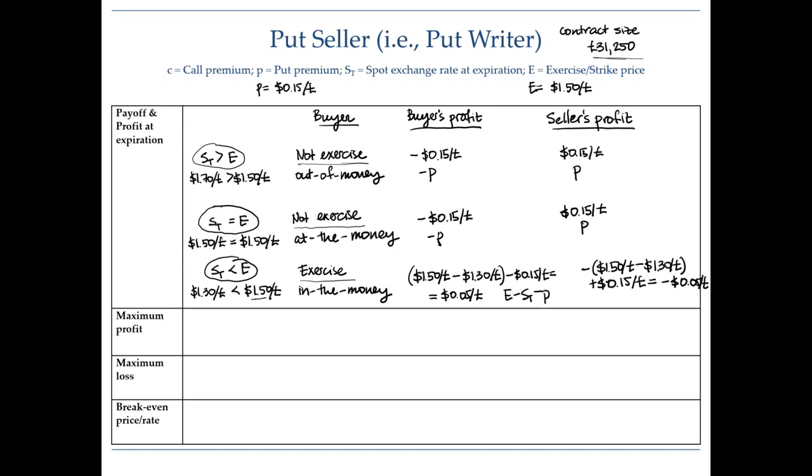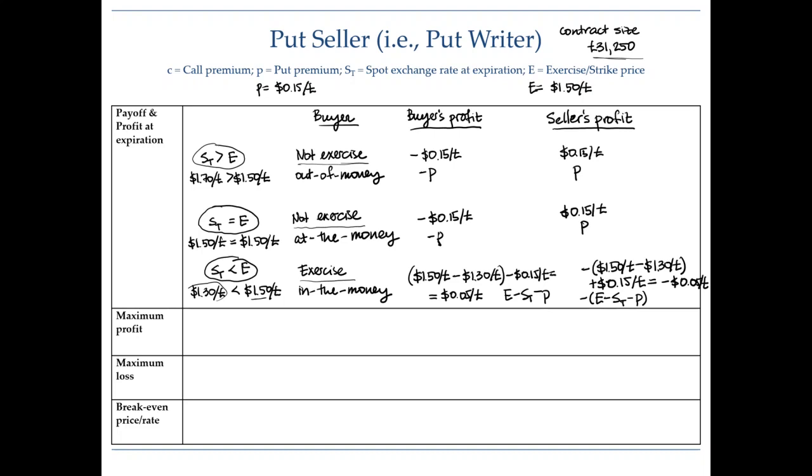So if I were to write a generic expression for it, it's the difference between exercise rate and this future spot rate minus the premium, and a negative sign in front of it because it will be a loss for the seller. So in the future, if future spot rate happens to be $1.30, the buyer will be making 5 cents of profit and the seller will be losing 5 cents of profit. So as you can see, buyers and sellers positions are again exact opposites.